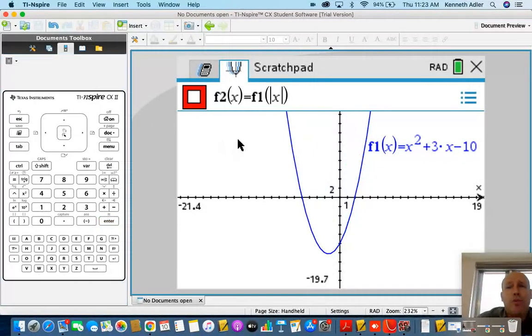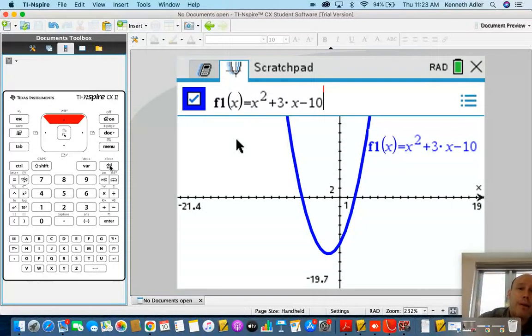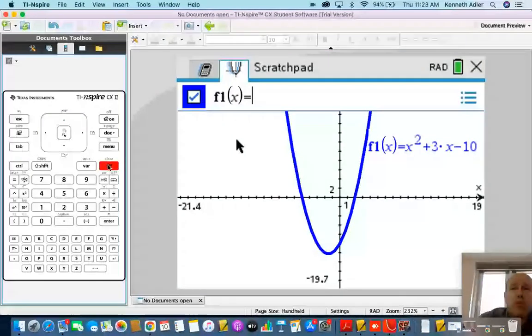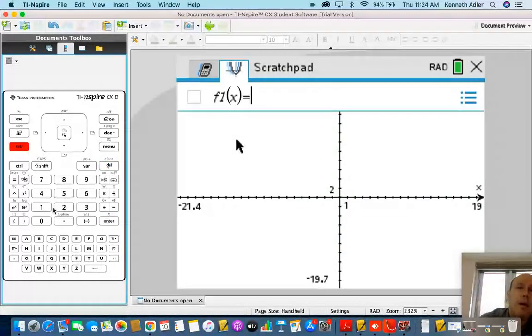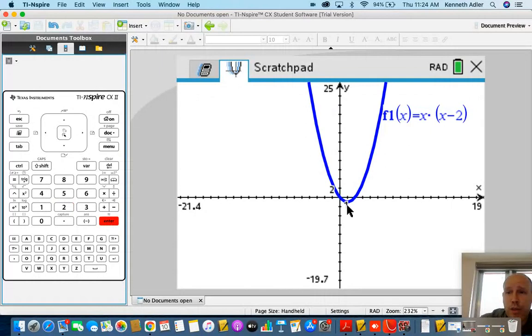So what happens to the original function? I'm going to take it out because there's a better function to look at. So the original function, enter. Do I still have my F2 in there? Yes. The function we're going to be looking at is x times, open parentheses, x minus 2. And you say, oh, that's easy to graph, Mr. Adler, because I know the zeros. There's 0 and 2, and it's a smile, and the y-intercept is 0. This looks nice. Let's see what happens.